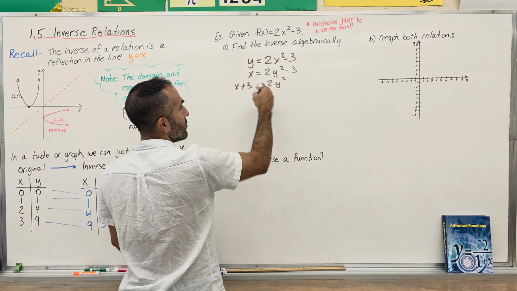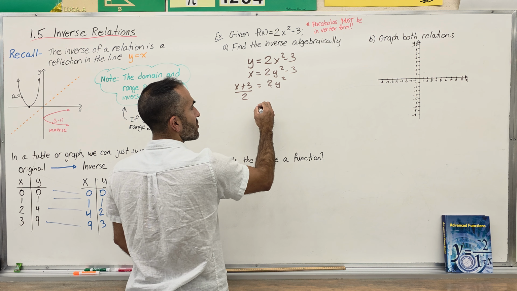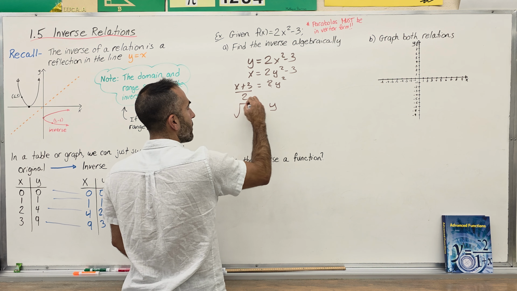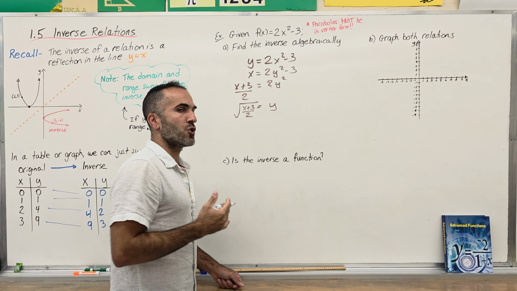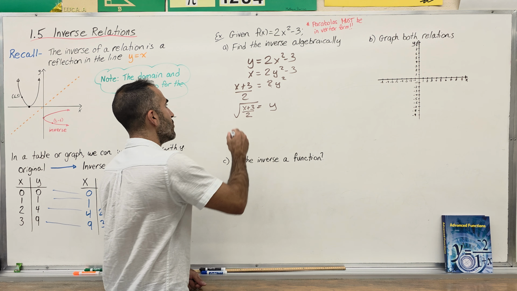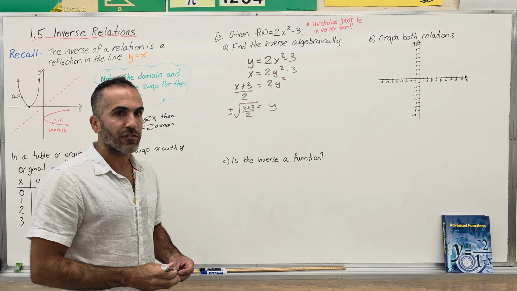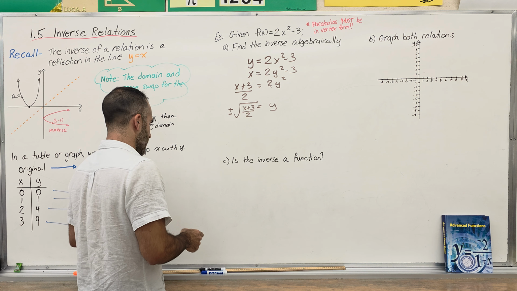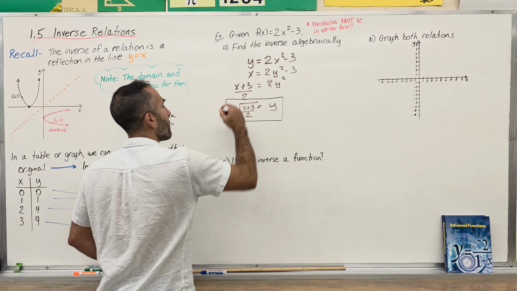I'm going to divide by 2 and cancel this out. And then I got to find the square root to get to y. But be careful here, because you should know from grade 10, hopefully, that anytime you're finding the square root, you must have plus and minus. You have to. Very, very important. And I'm done here. This is my inverse relation.